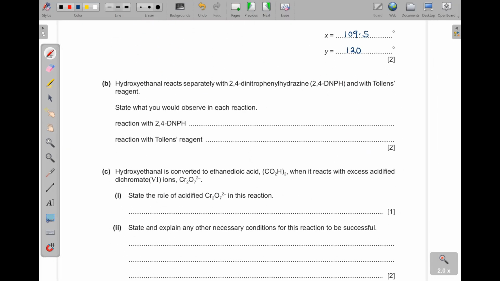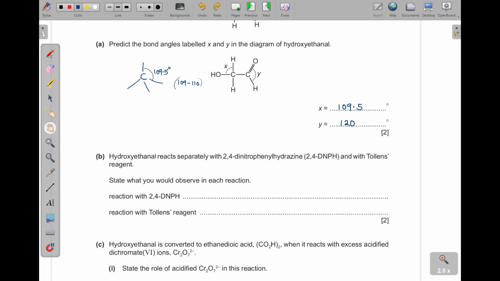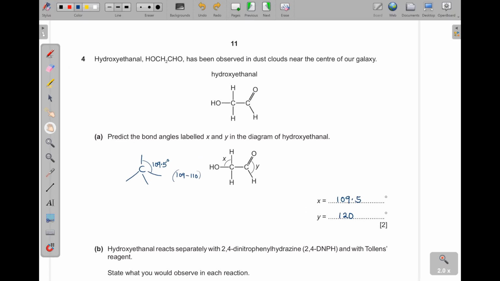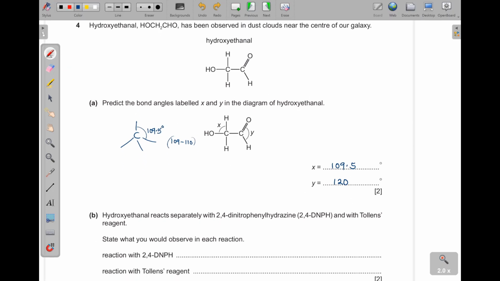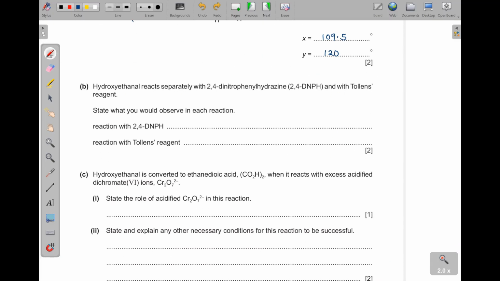Then hydroxyethanol reacts separately with 2,4-dinitrophenylhydrazine and with Tollens' reagent. State what you would observe in each reaction. Of course, with 2,4-dinitrophenylhydrazine, there is an orange precipitate. This one tests for the presence of a carbonyl, and already we see a carbonyl here, the aldehyde. So we shall have that orange precipitate.